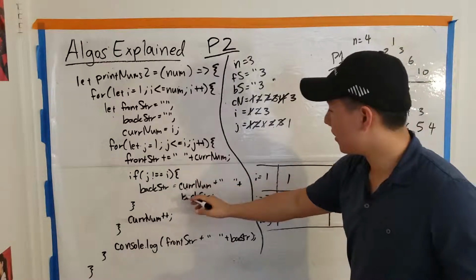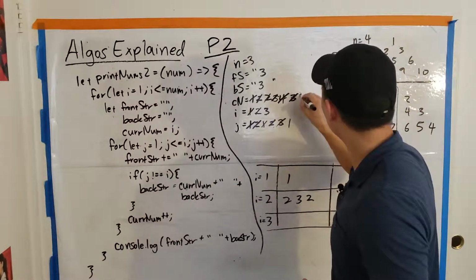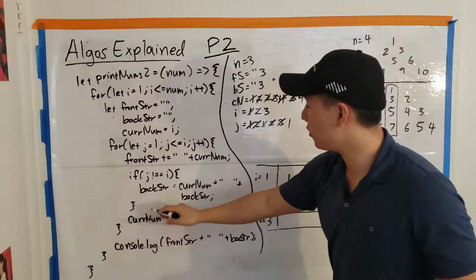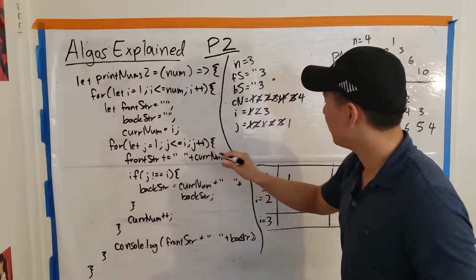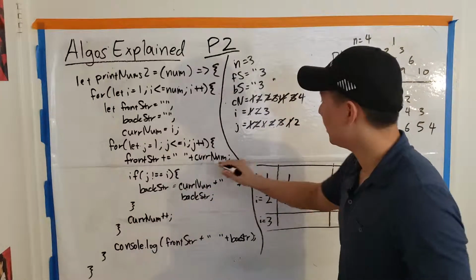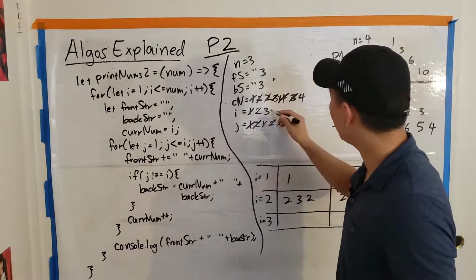Let's go ahead. So we did that if statement. We increment the current num to a 4, and we're at the end of this inner for loop. We increment the J to a 2. J is 2, less than or equal to 3, that works.